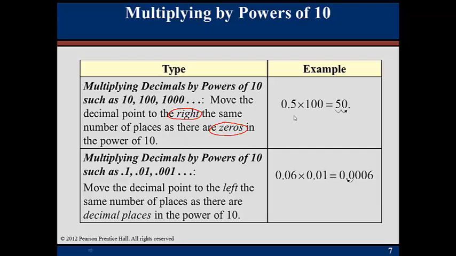So here's an example. It says 0.5 times 100. Well, how many zeros are in 100? There are 2 of them. Therefore, you're going to take your decimal and you move it 2 places to the right. So 1, 2. This is where your new decimal is. So now this number has become 50.